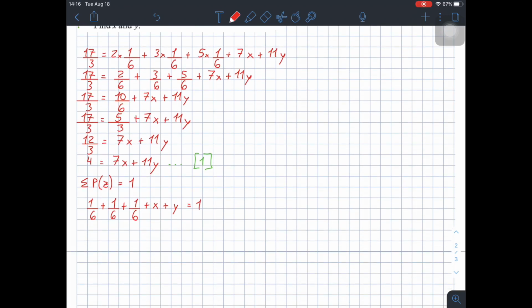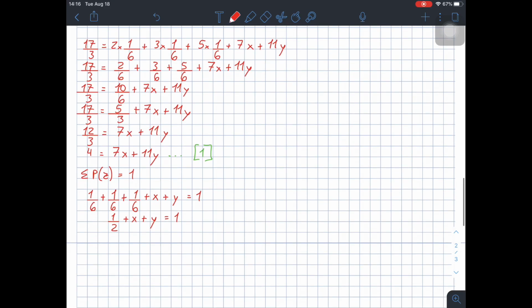This is 3 over 6, which is a half. 1/2 plus x plus y is equal to 1. So here I can say that x plus y is equal to 1/2. And this would be my second equation, equation number 2. I have two equations and two variables, x and y, so I can solve this system.